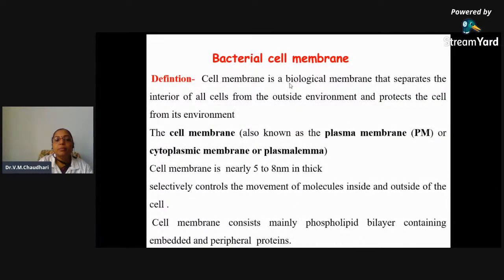So what is the bacterial cell membrane? The bacterial cell membrane is the biological membrane that separates the interior of the cell from the outside environment and protects the cell from its environment. It means the main function of the bacterial cell membrane is the protection of the cell. It protects the cell from the outside environment.